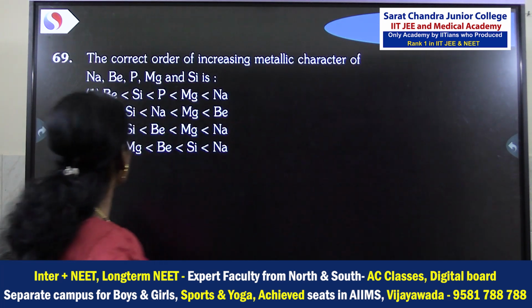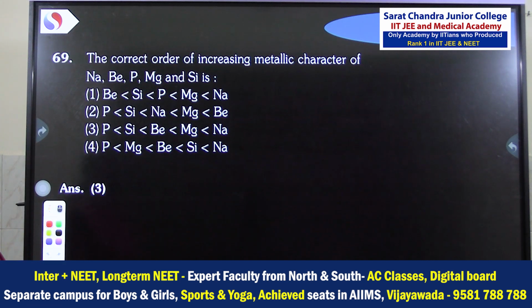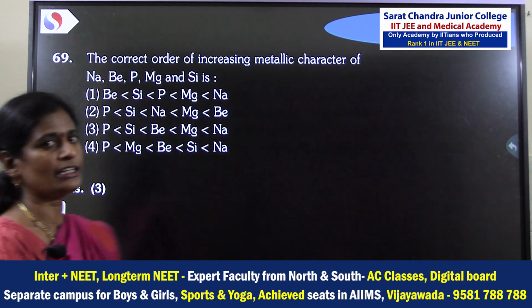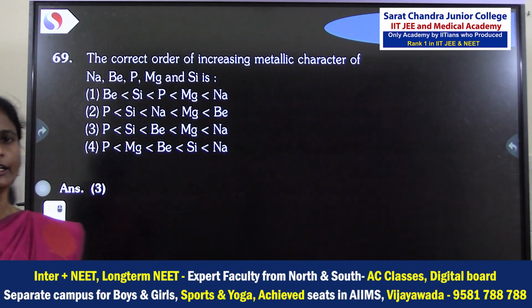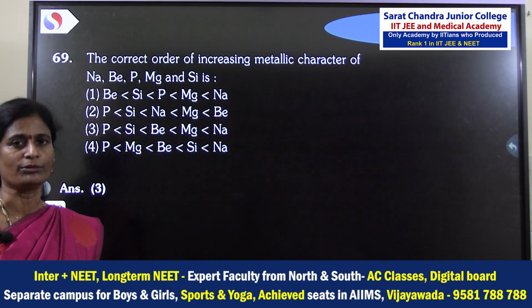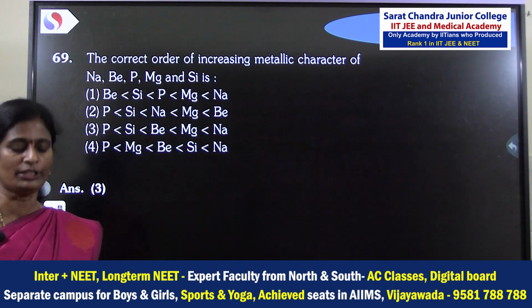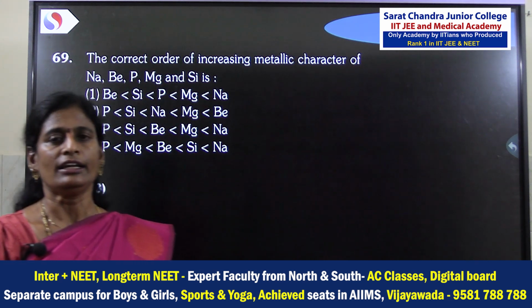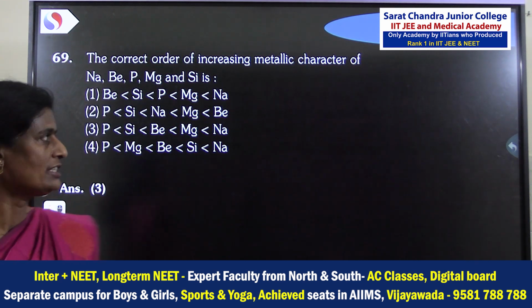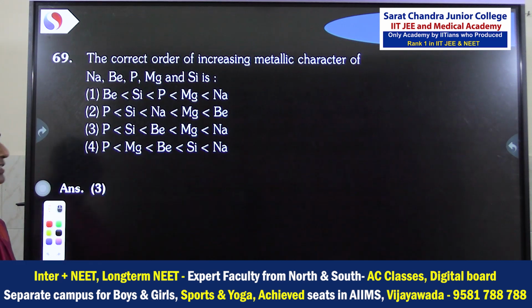Next is 69. The correct order of increasing metallic character of sodium, beryllium, phosphorus, magnesium and silicon is. So metallic character in the periodic table increases from top to bottom as the size of the atom increases and ionization potential decreases, metallic character increases. Electronegativity decreases, metallic character increases.